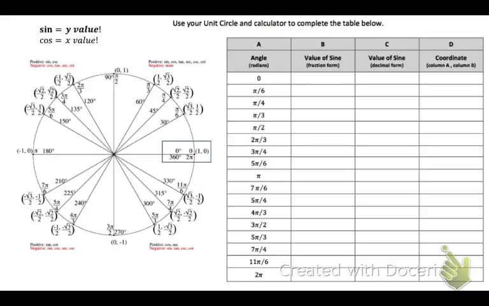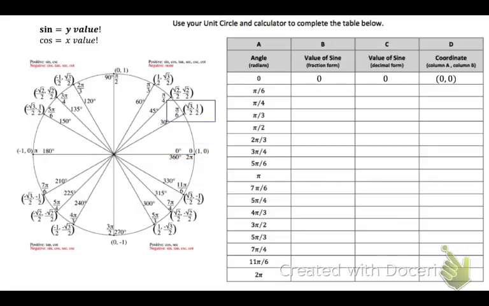So let's start with 0. So 0 radians, the value of sine at 0, the y value there is 0. 0 as a decimal is 0. And that coordinate is going to be the A column, then the B column. So that coordinate is 0, 0.